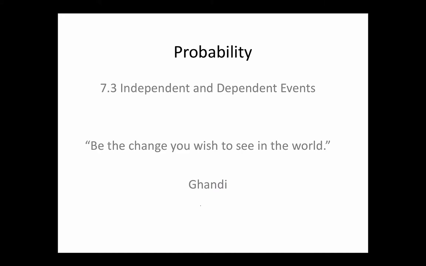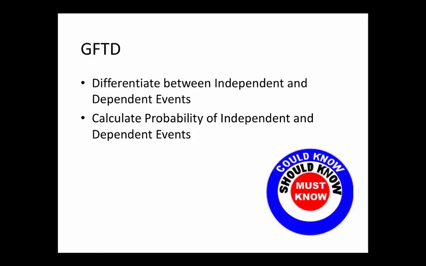Section 7.3 is about independent and dependent events. So here are our goals for the day. The first thing we're going to do is differentiate between independent and dependent events. And then after we've figured out what's what, we're going to calculate the probability of independent and dependent events.